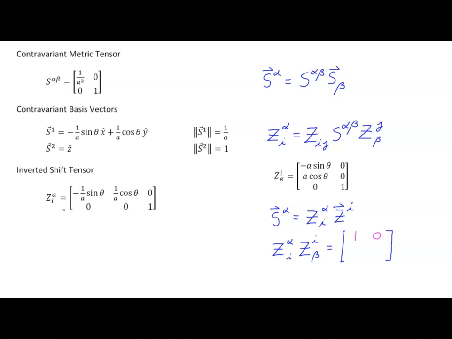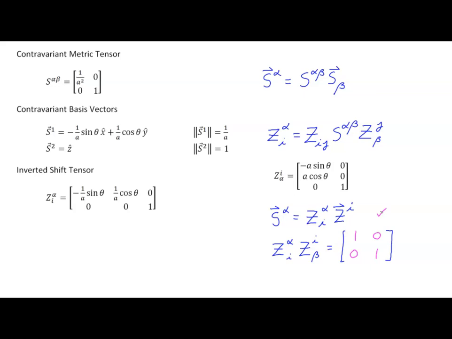Then we take the elements in the second row times the first column. 0 times this one plus 0 times this plus 1 times 0 is again 0. And finally, the last row times the second column: 0 plus 0 plus 1 gives us a 1 here. So we get the Kronecker delta, or the identity matrix, just as we would expect.